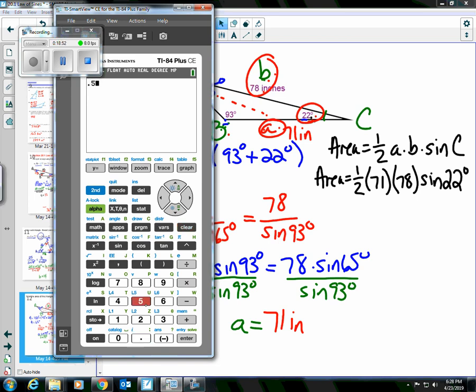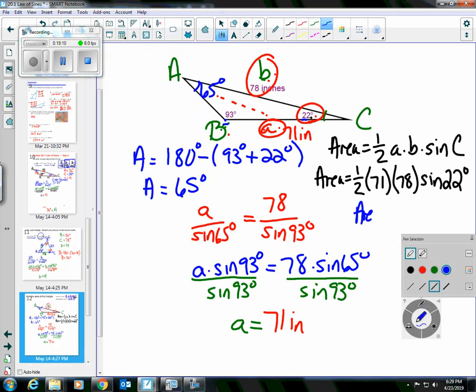All right, so we have a 0.5 times a 71. Oops, not plus. No, not divide. Oh my goodness. Times 78 times the sine of 22 degrees. And let's see what we get. Looks like 1,000, if we round to the nearest whole, 37. So the area would be 1,037. And what would the units be? If it's inches times inches, that would be square inches.